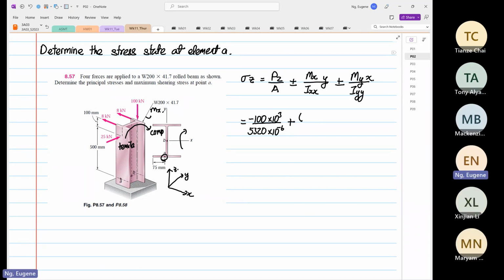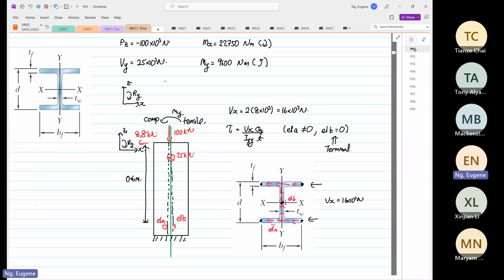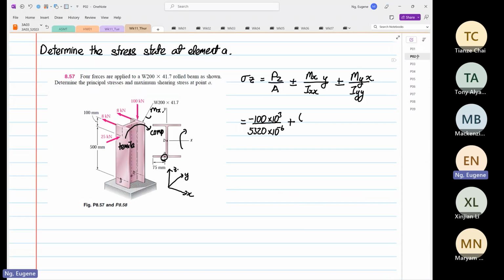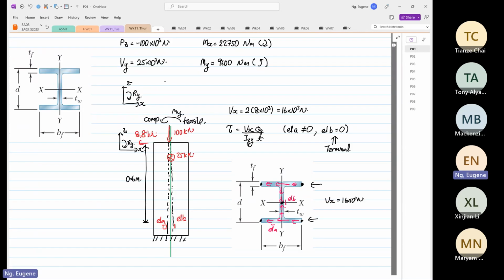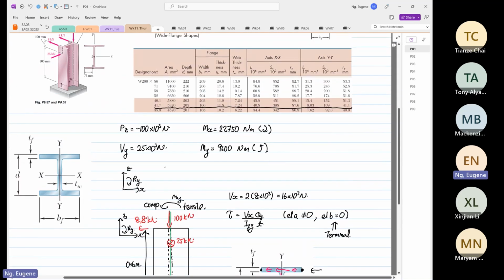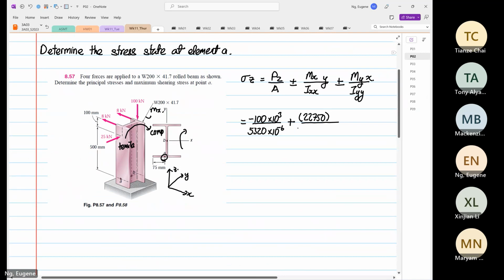So the moment about x, we know the value is 22750, and then divide by Ixx. From the table, Ixx is 40.8 times 10 to the power minus 6.